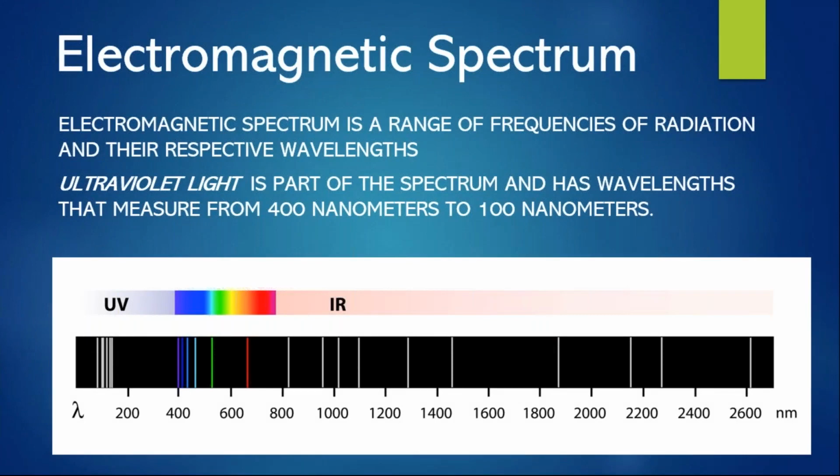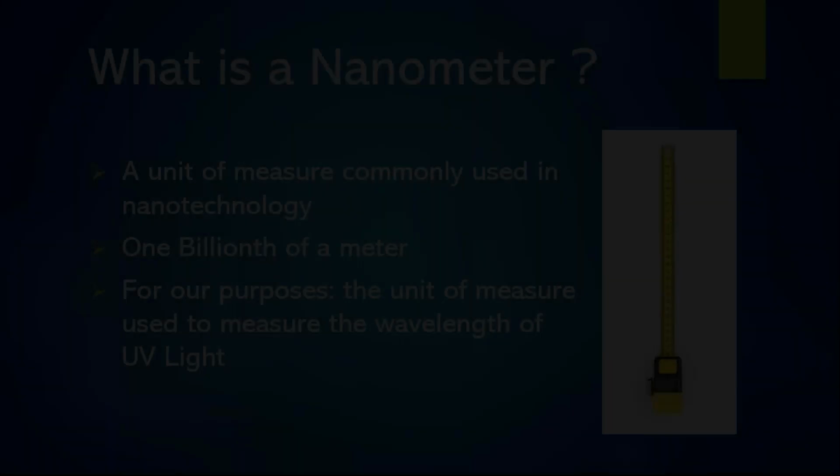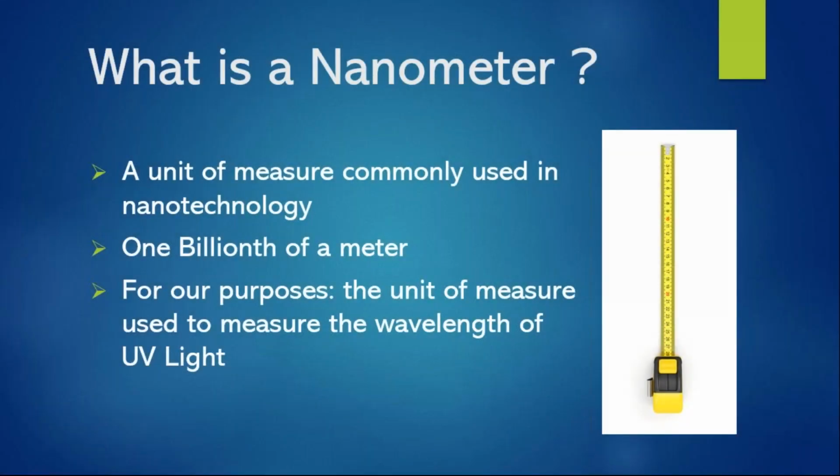Let's talk a little bit about the electromagnetic spectrum when we're talking about UV lights. So basically there's a range of frequency of radiation, and there's a little chart that we're looking at. The ultraviolet light is part of that spectrum and has wavelengths that measure from 400 nanometers to 100 nanometers. What is a nanometer? A nanometer is a unit of measure commonly used in nanotechnology. It's literally 1/1000th of a micrometer. For our purposes, it's the unit of measure used to measure the wavelength of UV light.